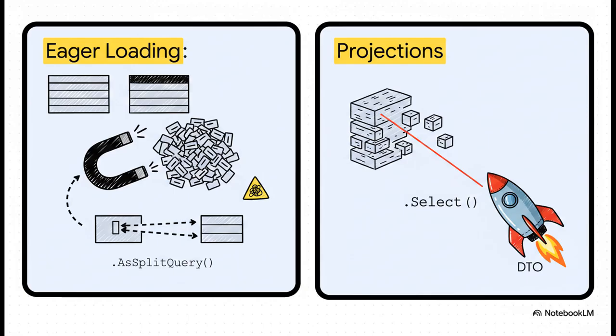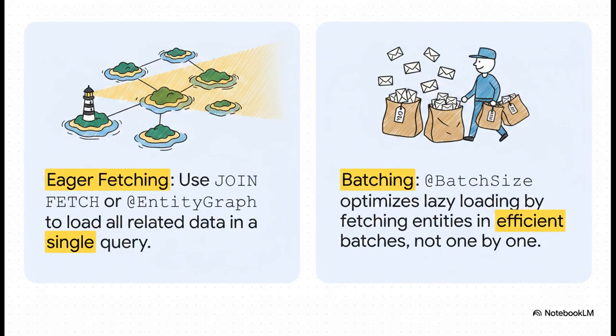But for the absolute best performance, use .Select to project your results into a lean data transfer object, or DTO. That just means you're only asking for the exact fields you need. Nothing more, nothing less.